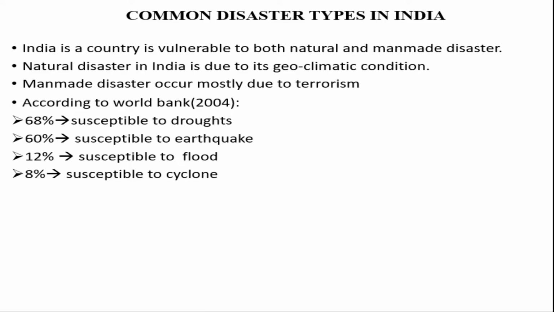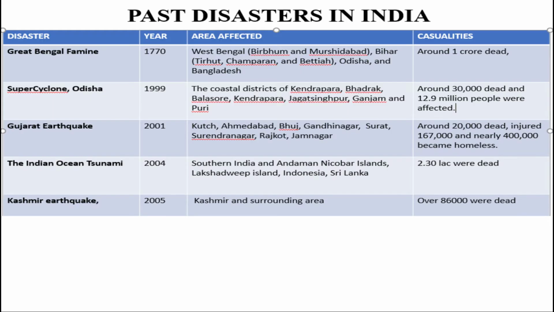The World Bank in 2004 conducted a series of analyses. From that, it has been found that around 68% of India is vulnerable to droughts, 60% to earthquakes, 12% of India was affected by floods and 8% by cyclones. Now let us discuss the past disasters in India.